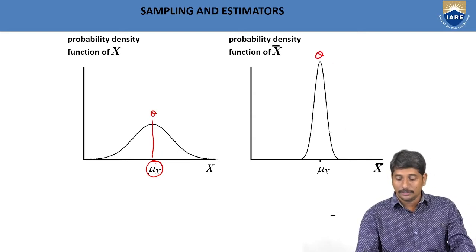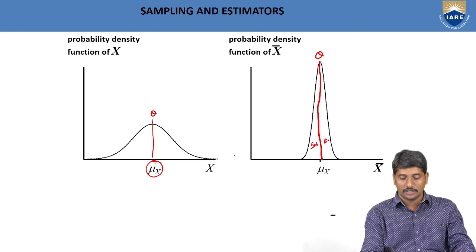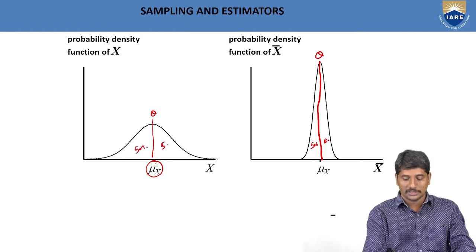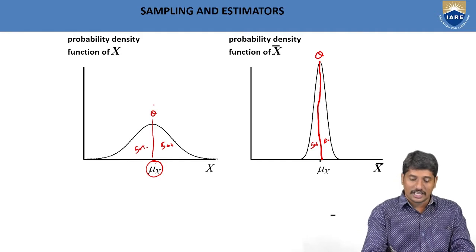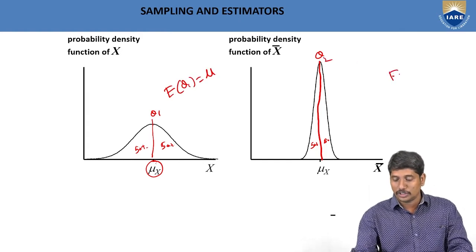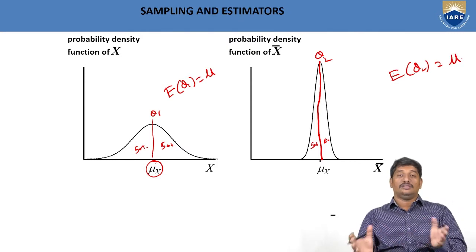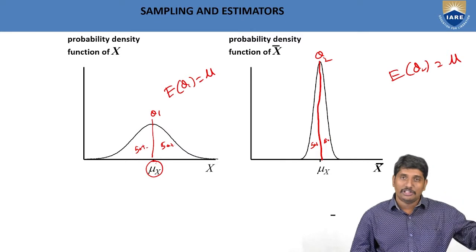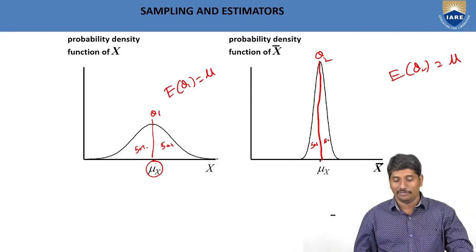Here also, if you draw the line through theta, both sides data has been spread equally, 50%, 50%. Here also 50%. But what is the difference? Here theta 1 is an unbiased estimator of mu, and theta 2 is also an unbiased estimator of mu, because both have an equal amount of data on both sides. Here 50%, here 50%, and for the second estimator also, both sides 50-50.